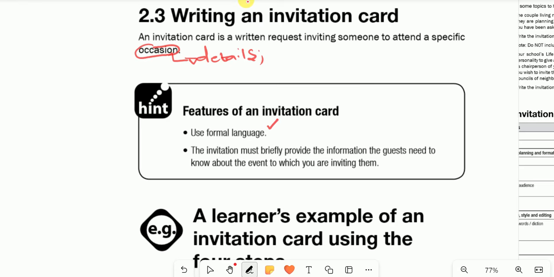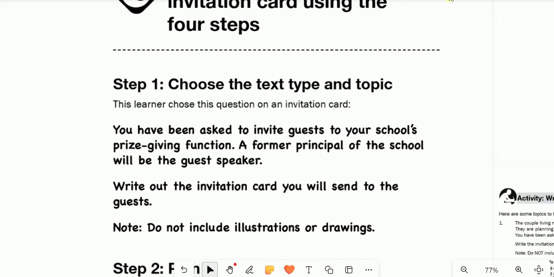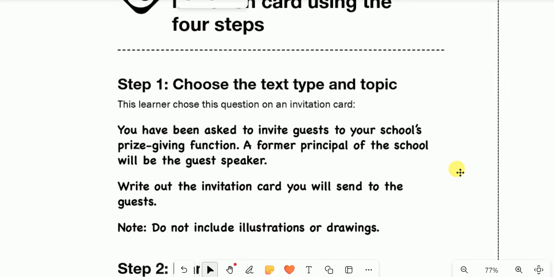The invitation must briefly provide the information the guests need to know about the event to which you are inviting them. As I've stated, the importance of an invitation card is to provide the most important or specific information regarding the occasion that you are inviting your guest to. What is also important here is to note how examiners examine this transactional piece.